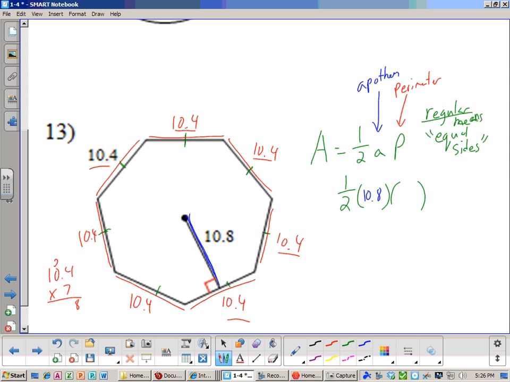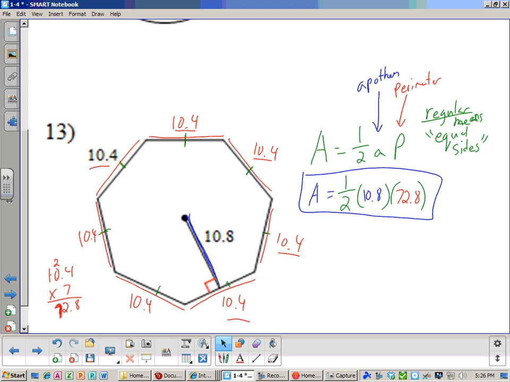You'll get your answer, which happens to be 72.8. So 72.8 is the perimeter, right? So I'm going to put right here 72.8. Yeah, 72.8. And there is your final answer. The work's what I care about, not the answer. You write down the work, you get your credit.